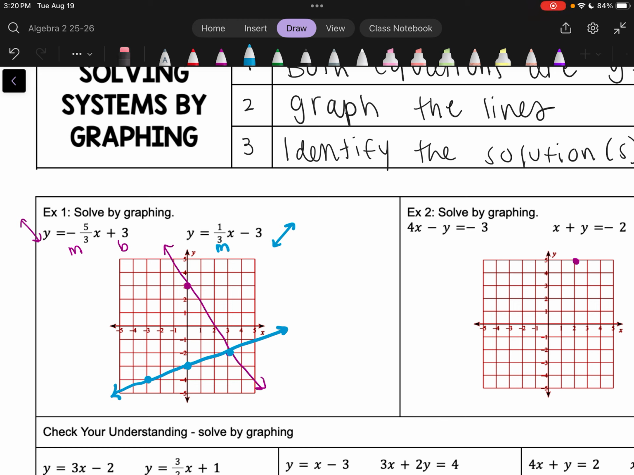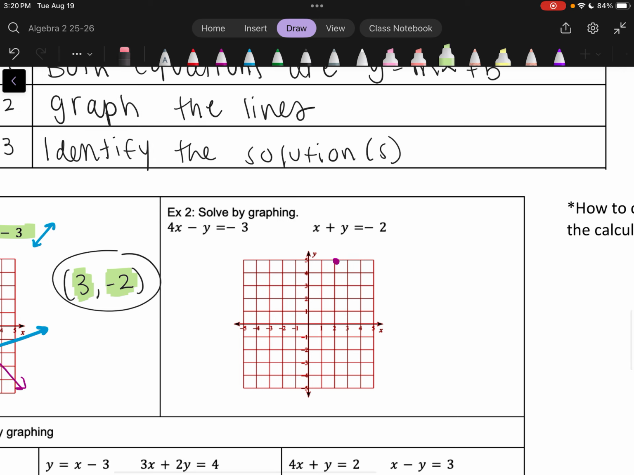And then once you correctly graph both of those, you can identify the intersection point if there is one. So this one looks like it crosses at (3, -2). So the answer to this one is (3, -2). If you were to plug the x and the y here into both of these equations, it would make both of those true.